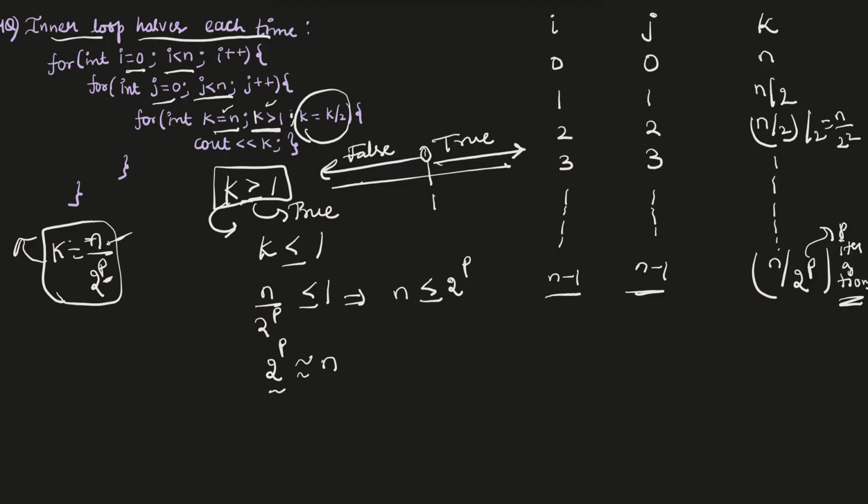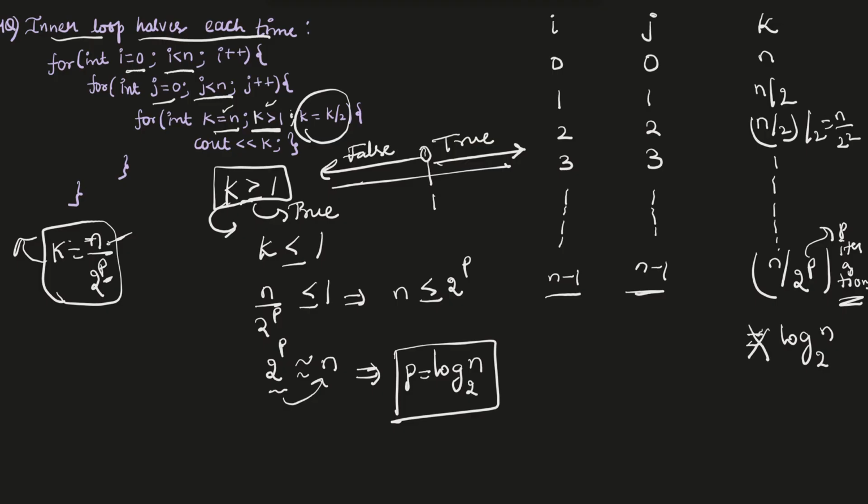If you send exponential to the other side, it would become logarithmic function. So p is equal to logarithm of n base 2. So here we have got this as logarithmic of n base 2.